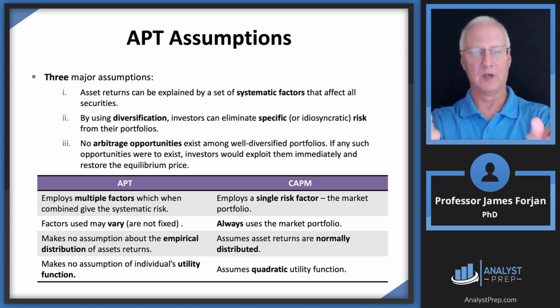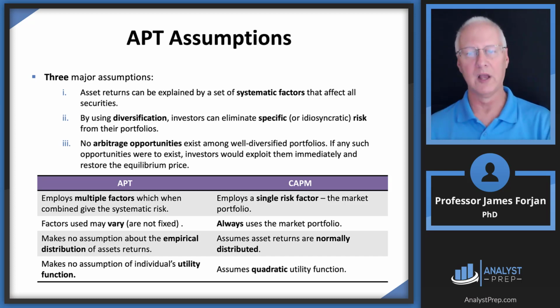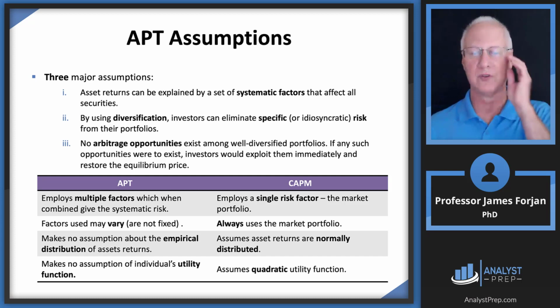So I love these 2 columns here that we've put in for you. So APT employs multiple factors, so inflation, exchange rates, etc. CAPM is a single factor model. Yeah, the factors used may vary. One day it could be inflation, the next day it could be momentum. CAPM always uses the market portfolio.